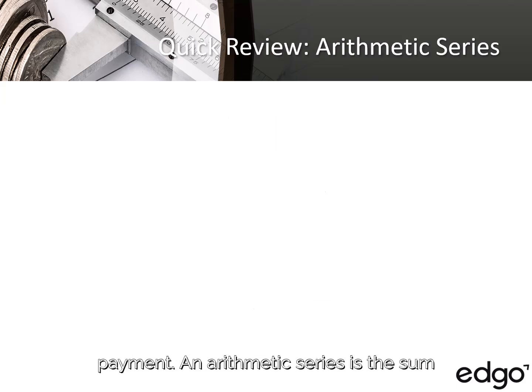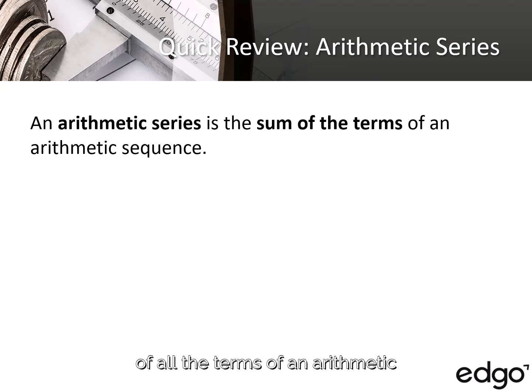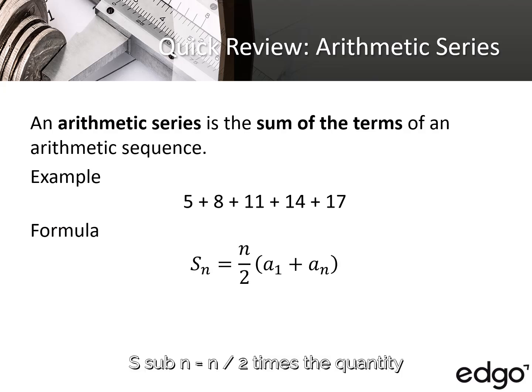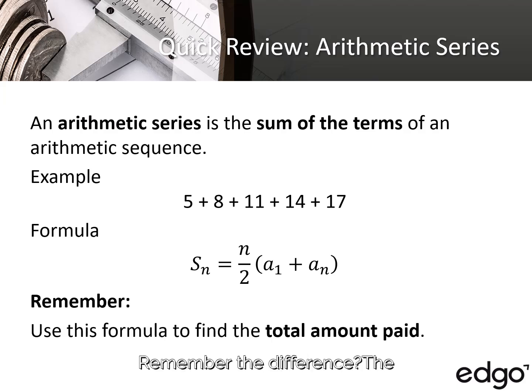An arithmetic series is the sum of all the terms of an arithmetic sequence. Instead of finding one payment, we now want the total amount paid. For this, we use the arithmetic series formula. Read the formula as S sub n equals n divided by 2 times the quantity a sub 1 plus a sub n. Remember the difference. The arithmetic sequence formula finds one payment. The arithmetic series formula finds the total payment.